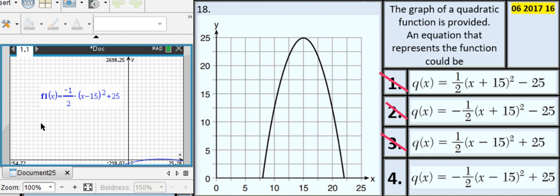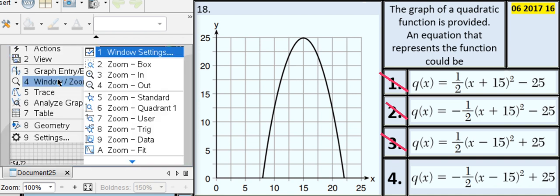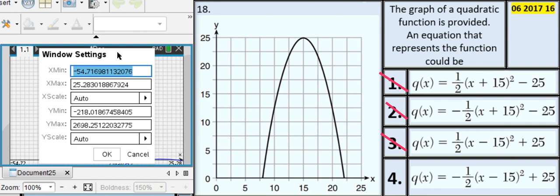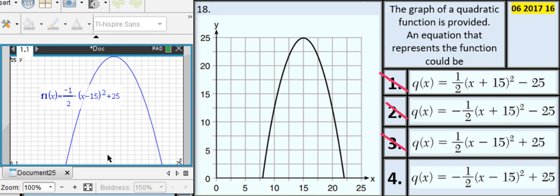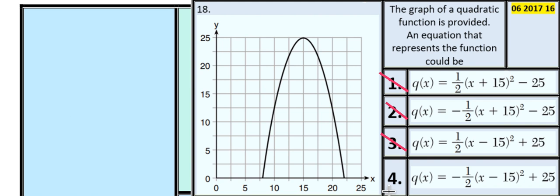Enter. Now, menu, zoom, window settings. We go from 0 to 25 and count by ones. On the y-axis, we go from 0 to 25 and count by ones again. And notice we created almost the exact same graph. This graph matches the graph on our paper, and we verified that choice number 4 is absolutely the answer.